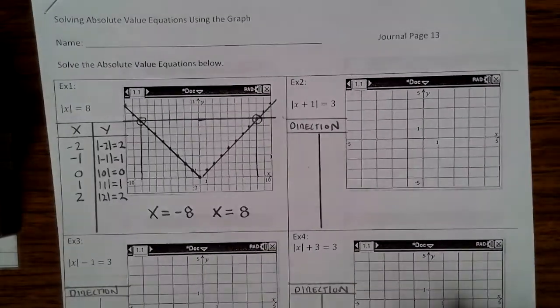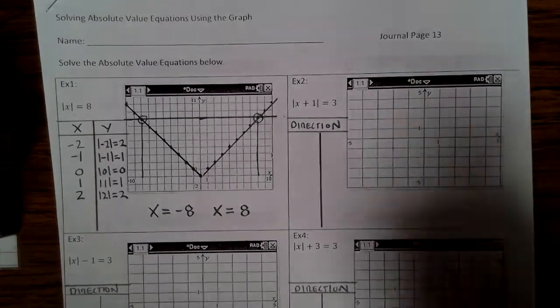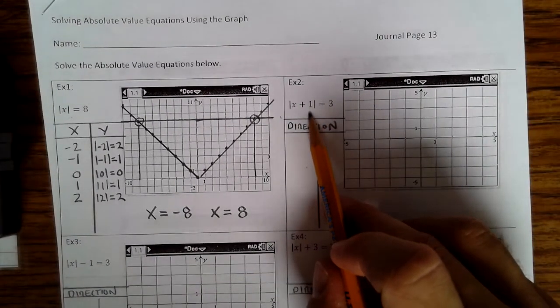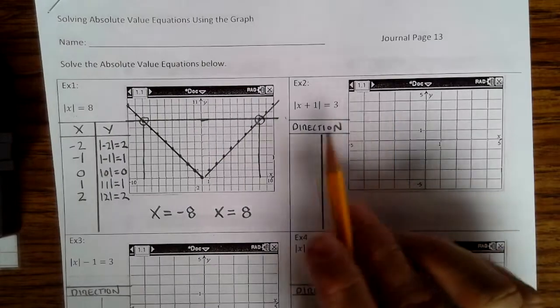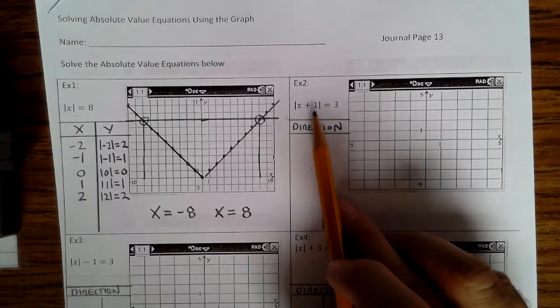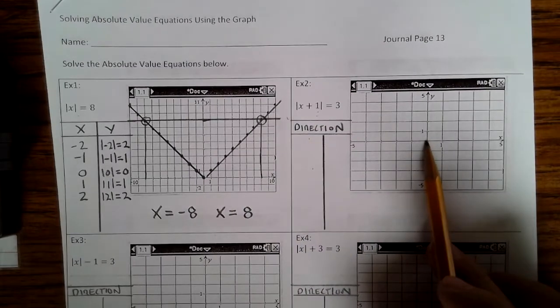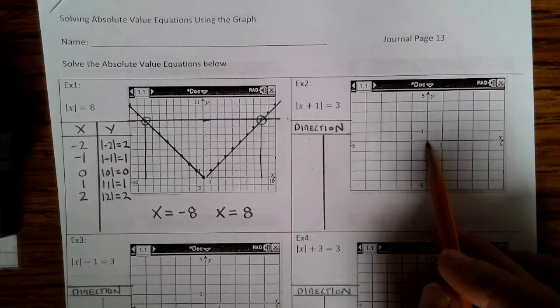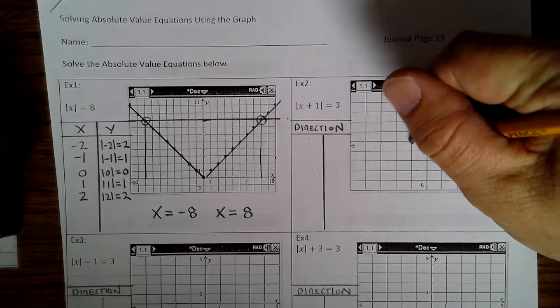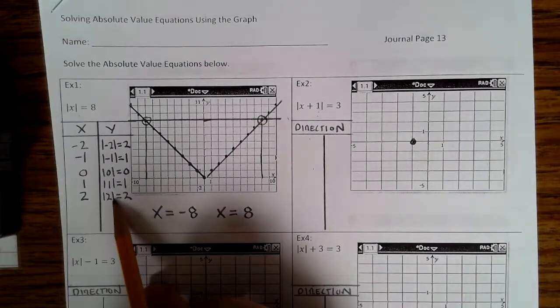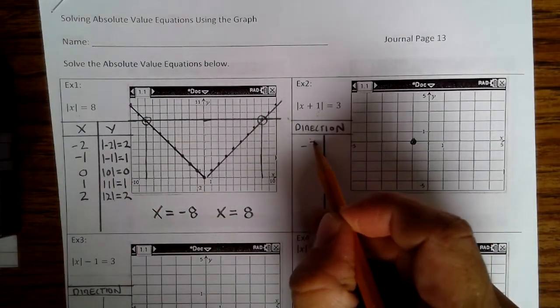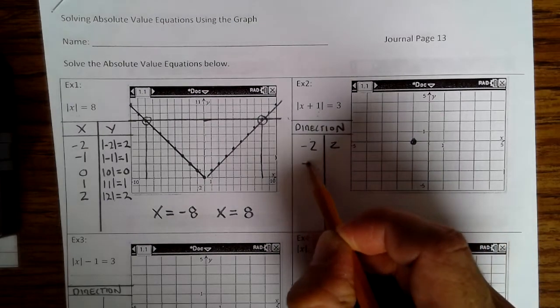Okay, let's look at example 2. Okay, we isolate the absolute value, which it is. So now we graph the left side. So we can see here it's an absolute value transformation, so we're going to graph by direction. Okay, so we know that the parent function starts at 0, 0, but that plus 1 moves the vertex left 1 unit. And we know the points from the parent function are directions, what give the absolute value its shape, so that's what we're going to use.